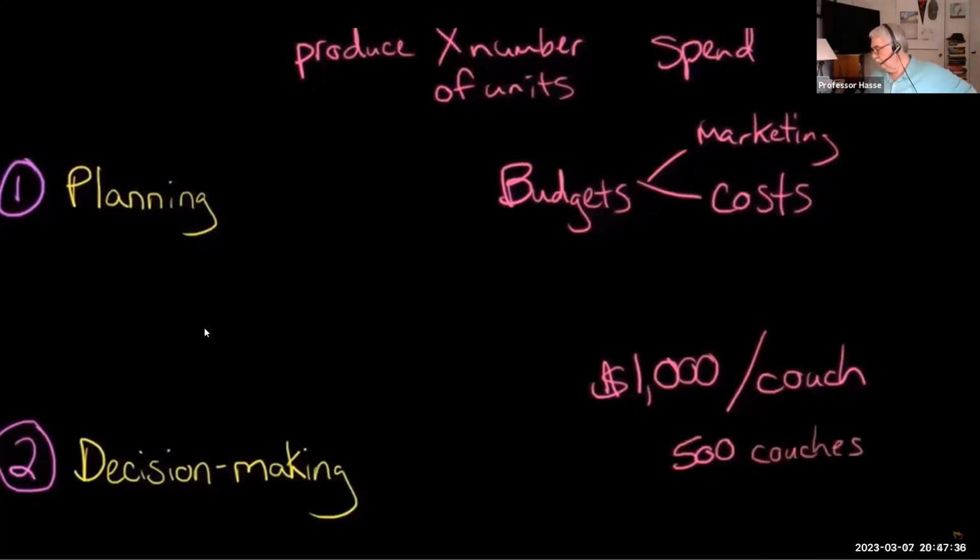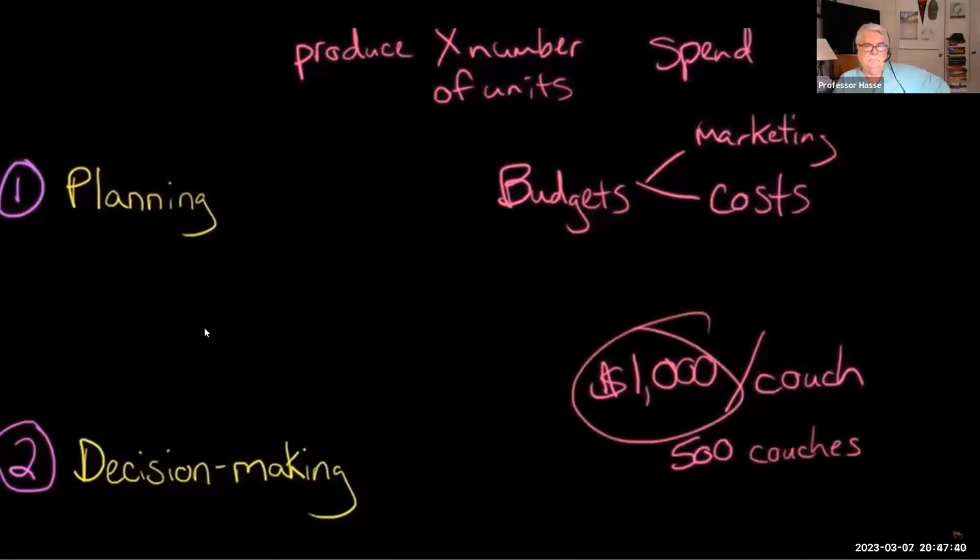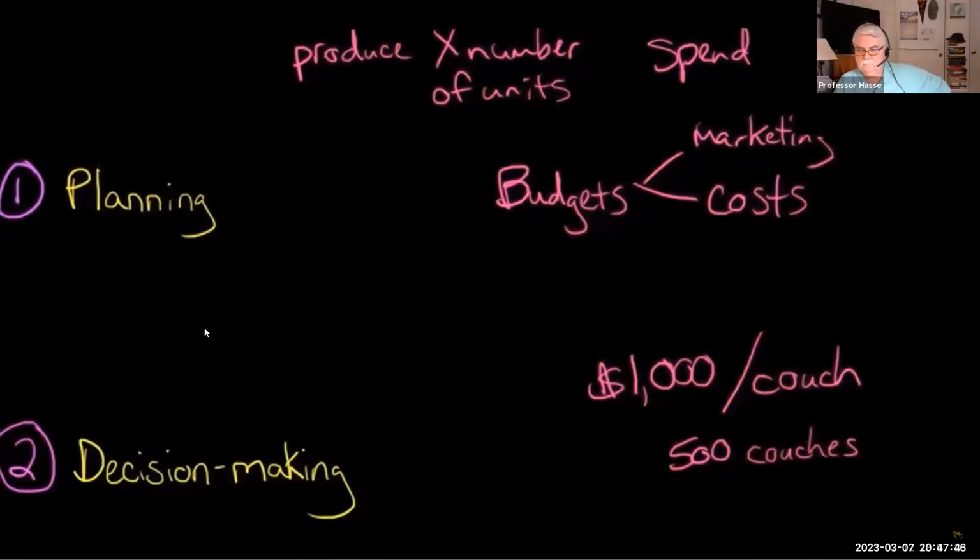Now you might think, how do I go about determining whether I should sell for $1,000 a couch? Now we can talk about things like supply and demand. We can talk about what the market is and what we think we can charge.